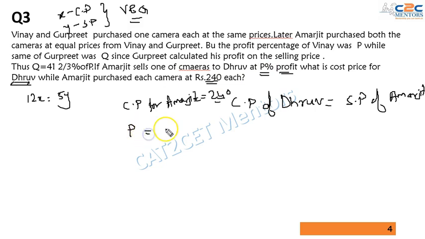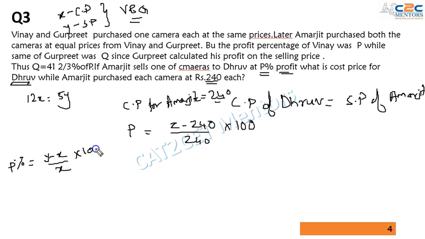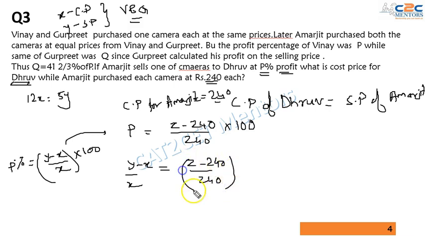Writing the profit percentage, we are given that it is equal to P. P is equal to the selling price of Dhruv, let it be Z, minus the cost price for Amarjit, 240, upon 240, multiplying this by 100. And we have the equation for P percentage which we calculated earlier. It was nothing but (Y minus X) upon X multiplied by 100. Substituting this, (Y minus X) upon X is equal to (Z minus 240) upon 240 multiplied by 100. Even this term is multiplied by 100.